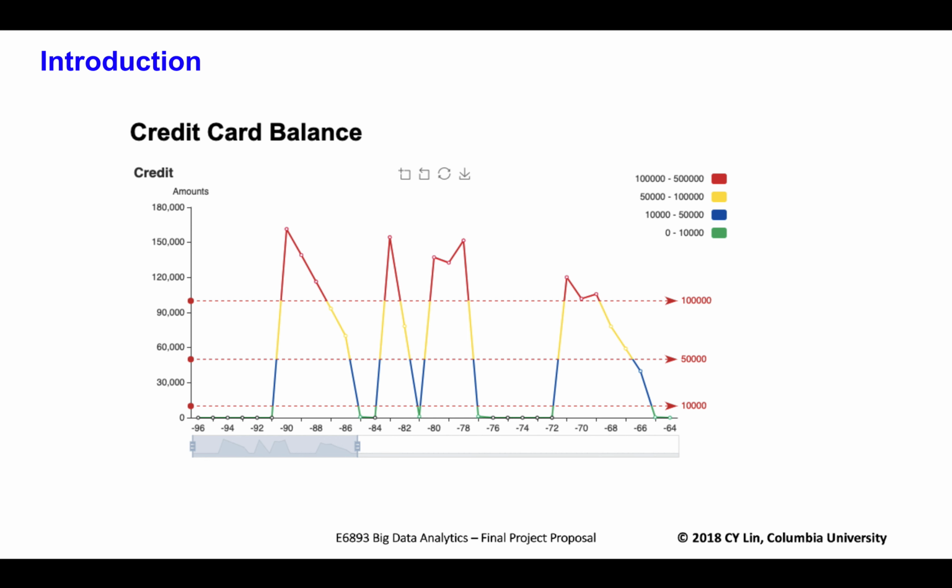And the third part is the credit card balance plot. It represents the amount of credit balance every month before this application. If the amount is lower than 10,000, then it is shown in green. If it is between 10,000 and 50,000, shown in blue. 50,000 to 100,000, shown in yellow, and 100,000 to 500,000, shown in red.